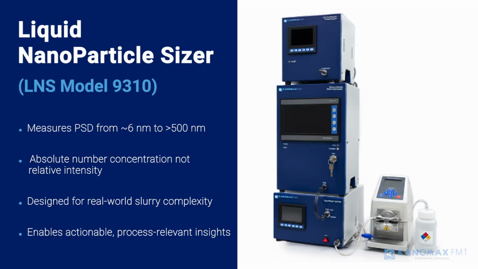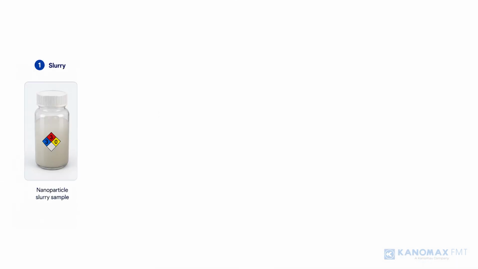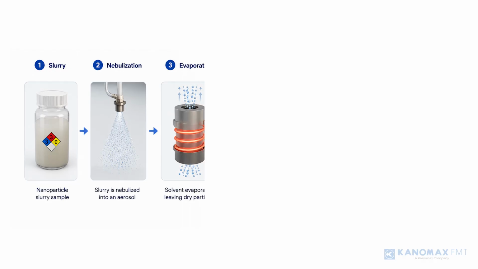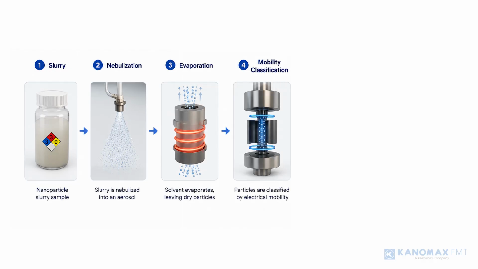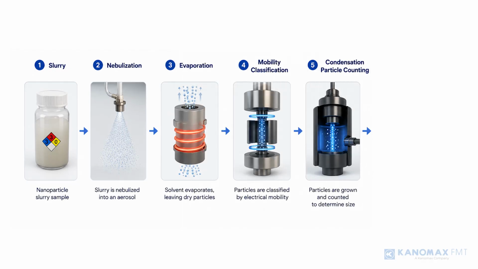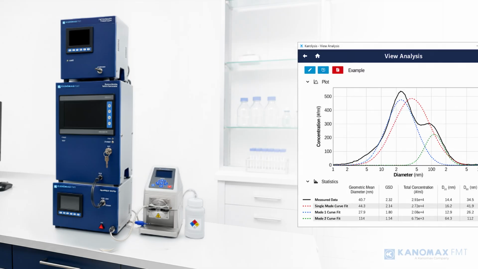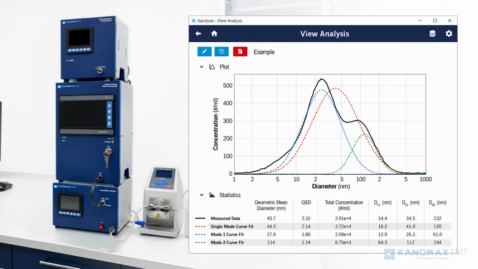This is where the Kanomax FMT Liquid Nanoparticle Sizer changes the conversation. Instead of relying on optical interpretation, the LNS directly measures particle size distribution using engineered nebulization, evaporation, electrical mobility classification, and condensation particle counting. The result? High-resolution PSD measurement from approximately 6 nanometers and above, with fast, process-relevant insight.